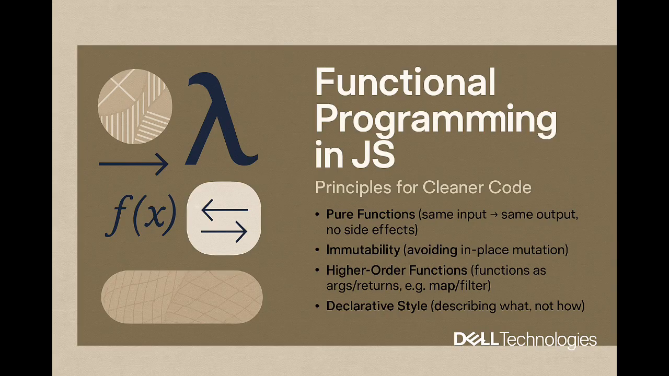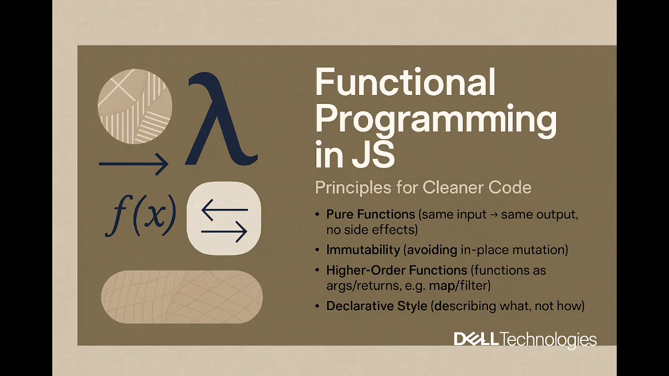3, 4, 5. Higher order functions. This term refers to functions that operate on other functions, either by taking them as arguments or returning them. This is possible in JS because functions are just variables. Array methods like map are a great example. Map takes a function as an argument. You provide a function that says how to transform one element, and map applies it to every element.